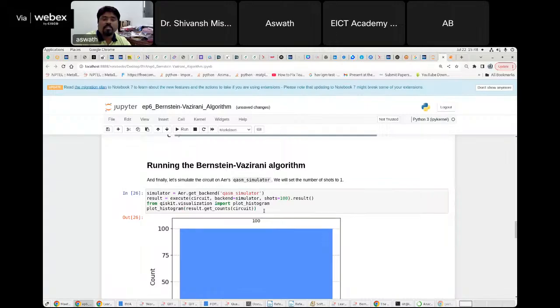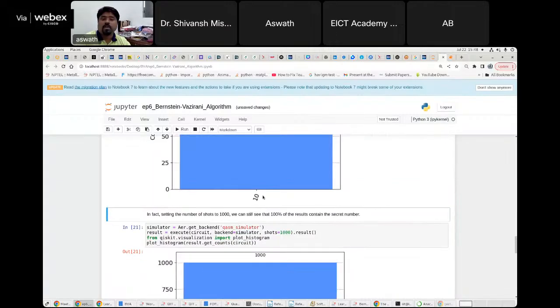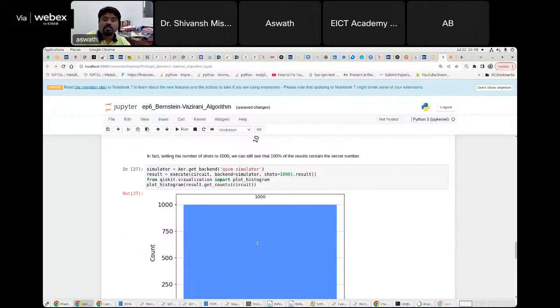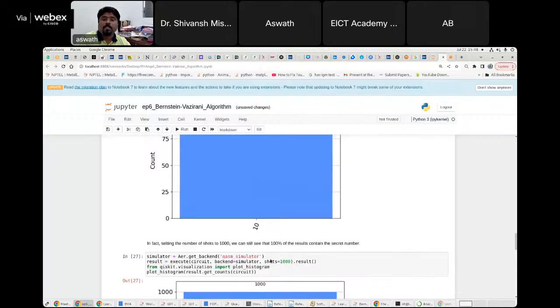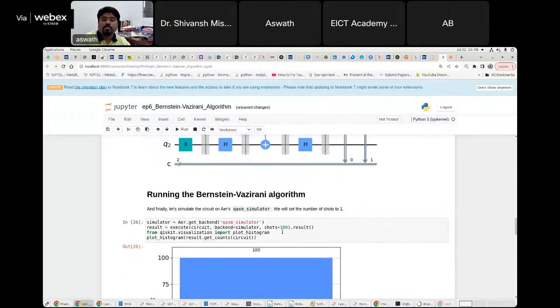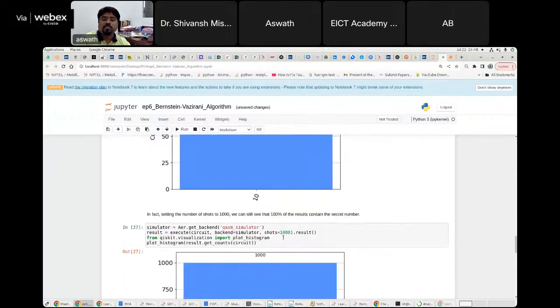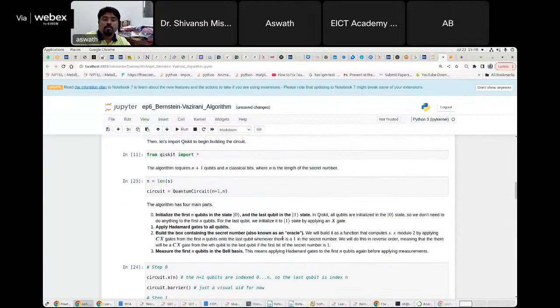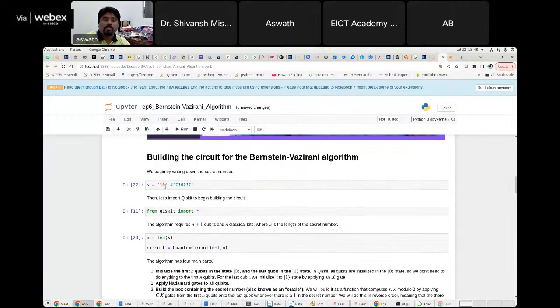You should get 0 1. See, 0 1 you are getting. If you run it for several shots, you will get 0 1. This is 100 shots, this is 1000 shots. You can keep going like this.